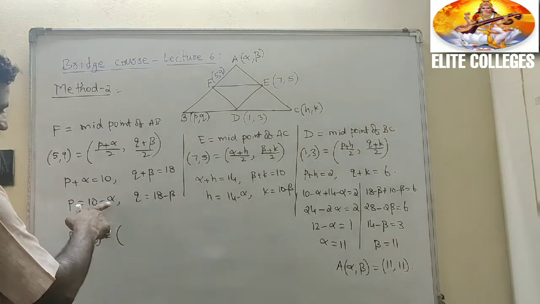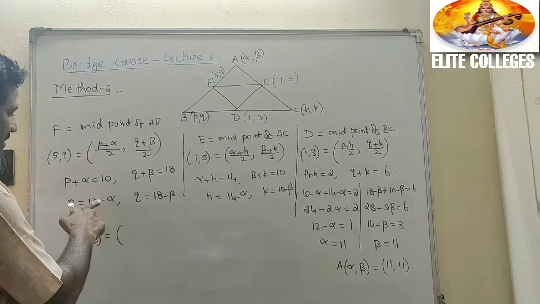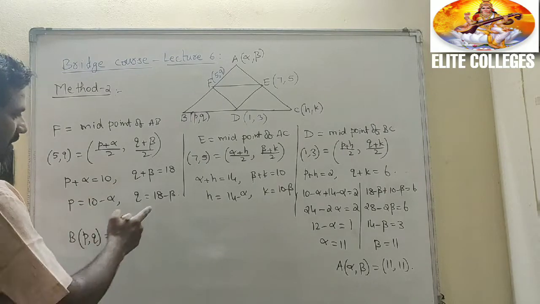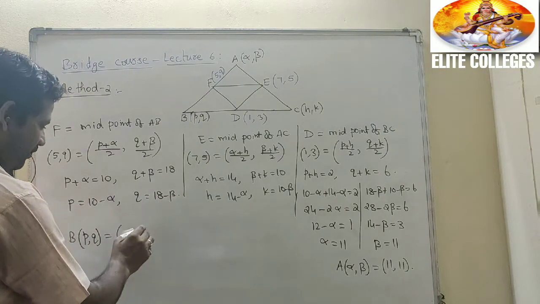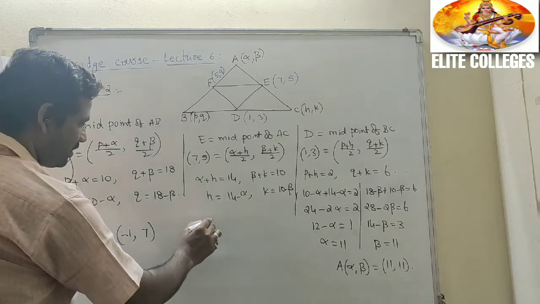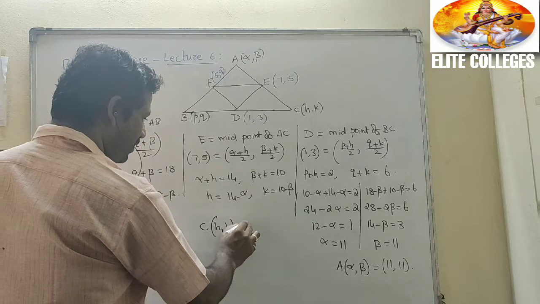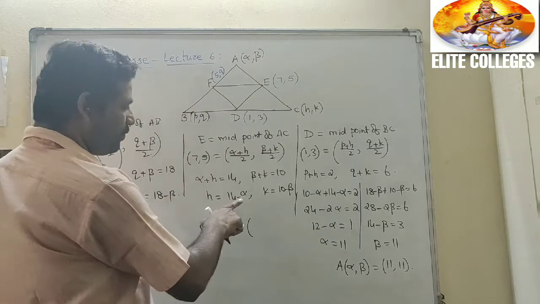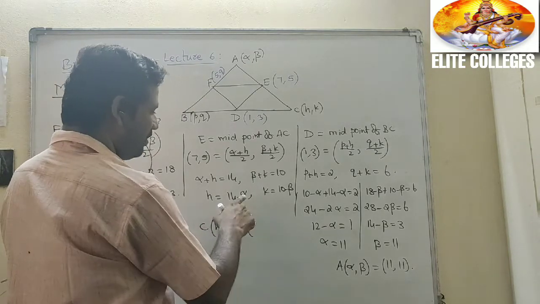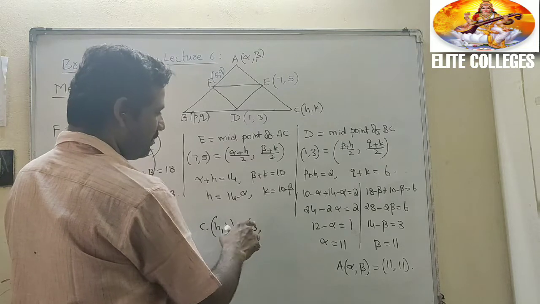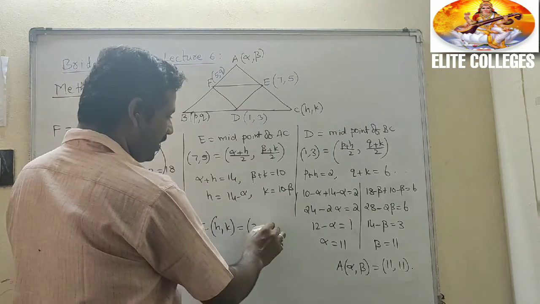What is the B value? 10 minus alpha, 10 minus 11, minus 1 comma 18 minus 11, 7. And what is the C point? H comma K. What is H comma K? 14 minus alpha, 11, 14 minus 11, 3. 10 minus 11, minus 1.